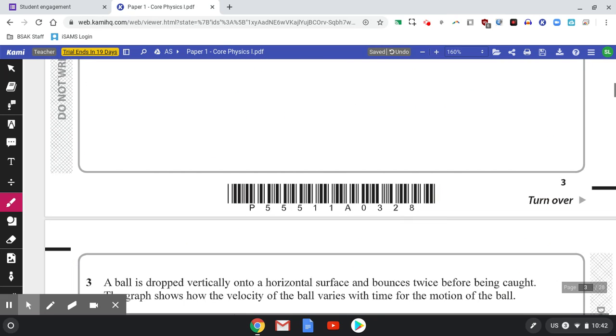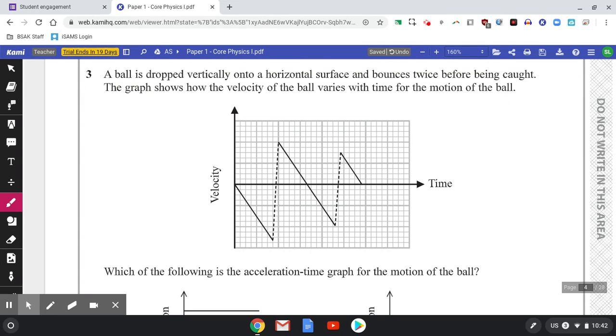Okay. Question three. This is a standard velocity time graph. You'll see a lot of this at A level. It's the bouncing ball graph. If ever you see a sawtooth shaped velocity time graph, it's a bouncing ball or something oscillating on a spring. Anyway, a ball drops vertically onto a horizontal surface and it bounces twice before being caught. Obviously, we have first bounce here and second bounce here.